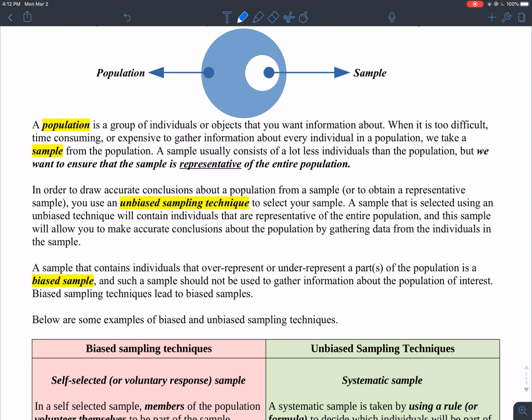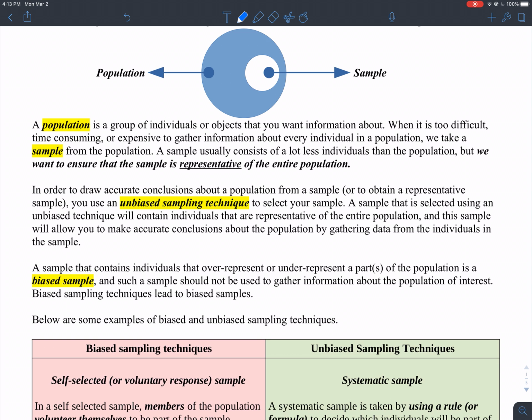So first of all, it says a population is a group of individuals or objects that you want information about. Could be people, animals, things you manufactured, literally individuals or objects. Okay, that's your population. And usually the problem with the population is that there's too many people or objects or things in my population for me to get access to all of them to inspect them for some specific measure.